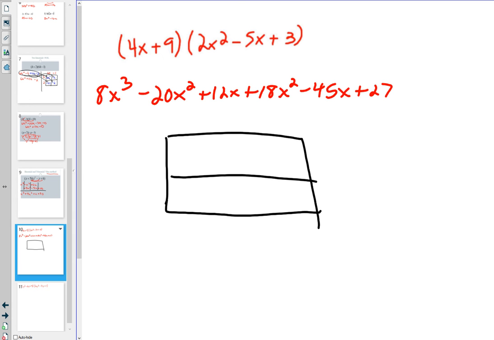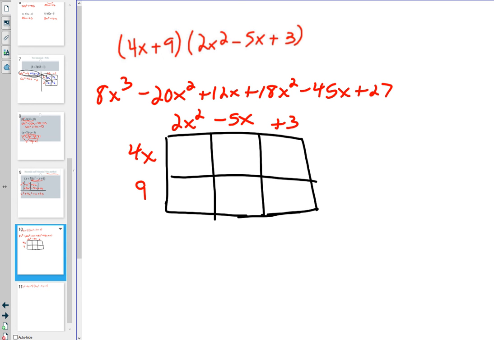And my belated shout out to Elsie. I should have done this in the last one. If you were to use the box method, 4x and 9 is my binomial. And then Hope says the trinomial is 2x squared minus 5x plus 3. Everywhere that two terms intersect, we multiply them. So you still get 8x to the third minus 20x squared plus 12x, and then 18x squared minus 45x plus 27.